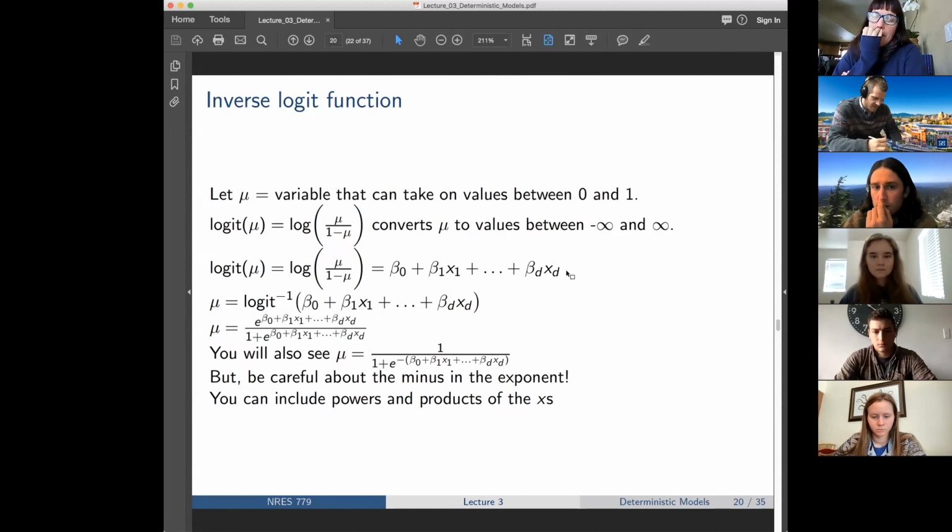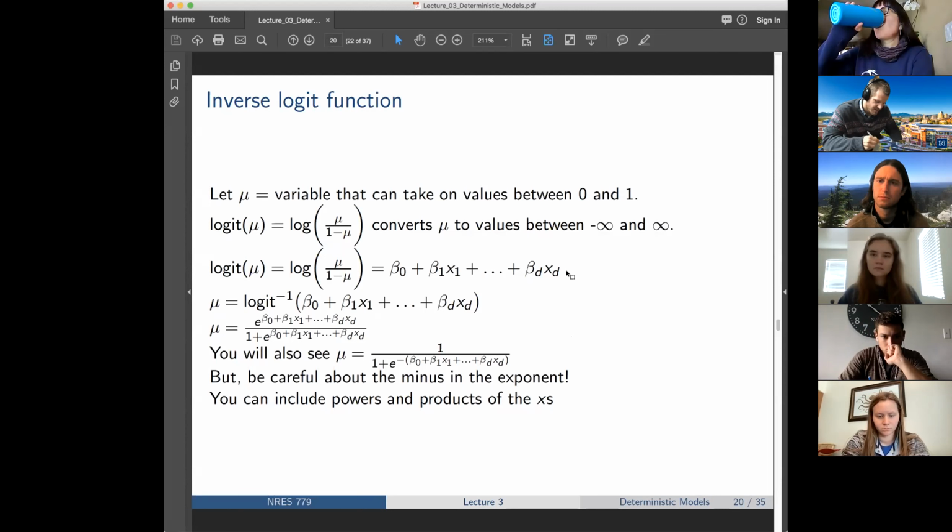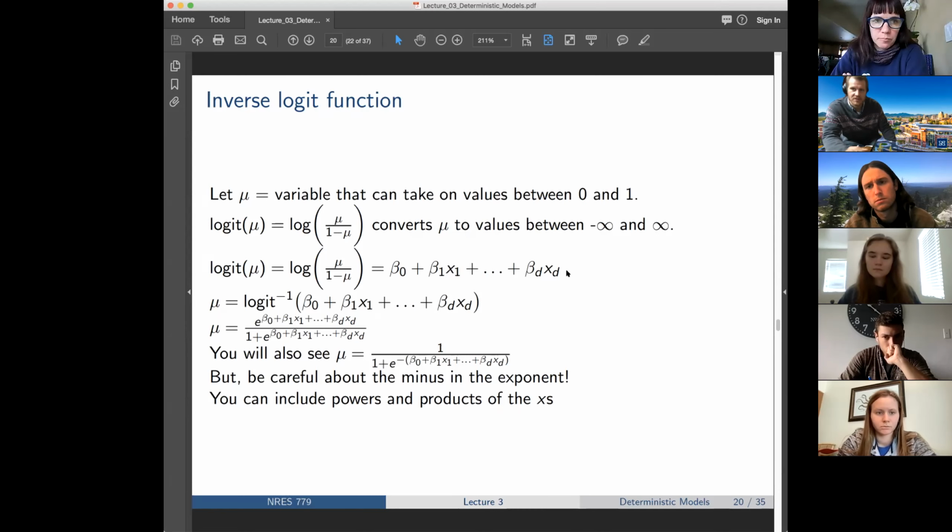Just a couple more notes on this function, the inverse logit function. The exponent of beta 0 plus beta 1 x i, divided by 1 plus the exponent of beta 0 plus beta 1 x i, is called the inverse logit function because it's the inverse of the logit function. It's the function that undoes the logit.